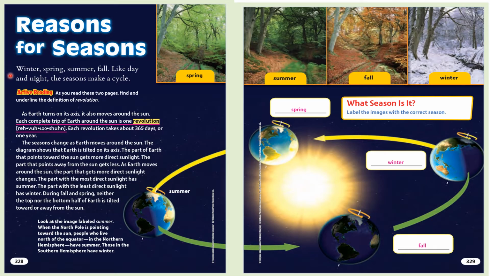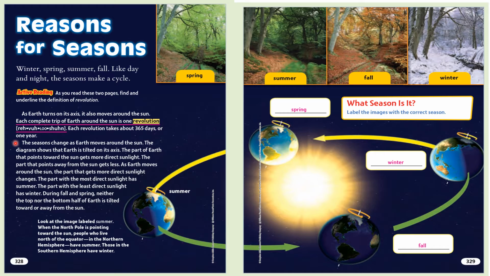Reasons for seasons. Winter, spring, summer, fall. Like day and night, the seasons make a cycle. Active reading. As you read these 2 pages, find and underline the definition of revolution. As Earth turns on its axis, it also moves around the sun. Each complete trip of Earth around the sun is one revolution. Each revolution takes about 365 days, or 1 year. The seasons change as Earth moves around the sun.